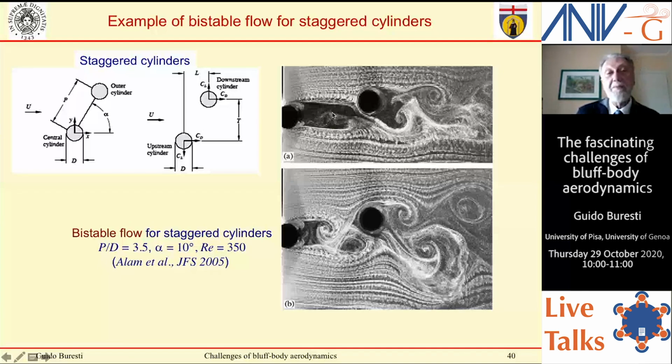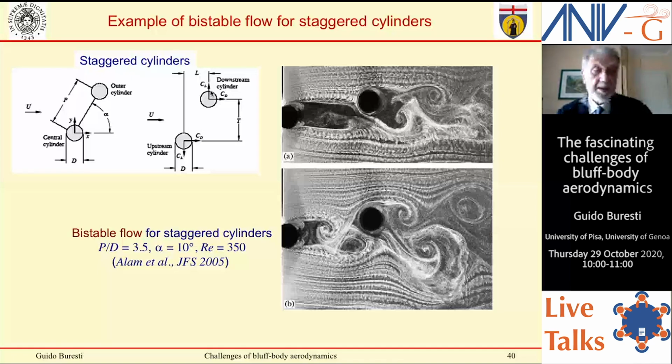One very important point in interference is that a body for which, for instance, you do not have cross-flow mean forces, when in interference, cross-flow forces act on that body. So that may be very dangerous if you just think that a body behaves as if it were isolated when it is in interference with other bodies.